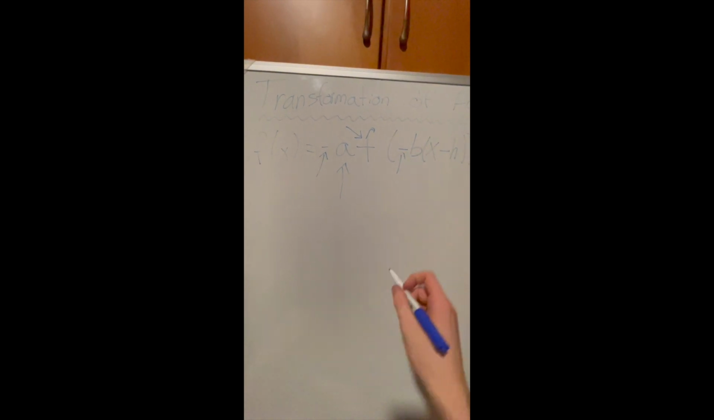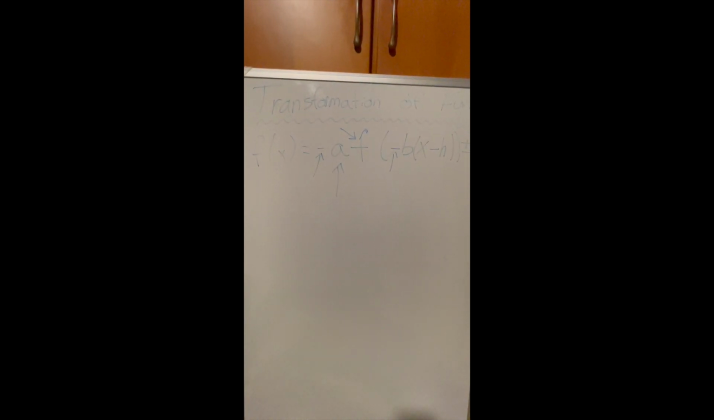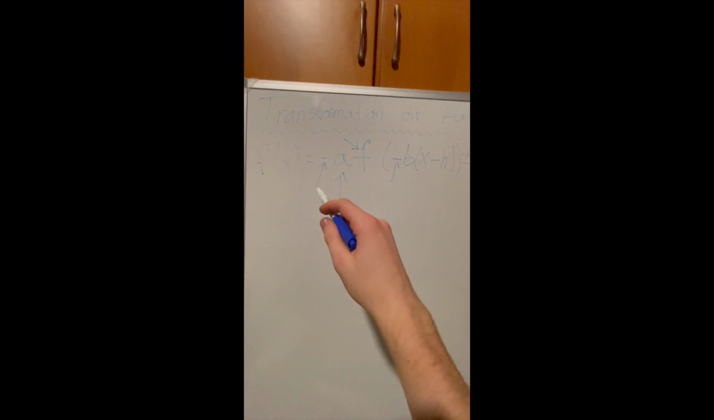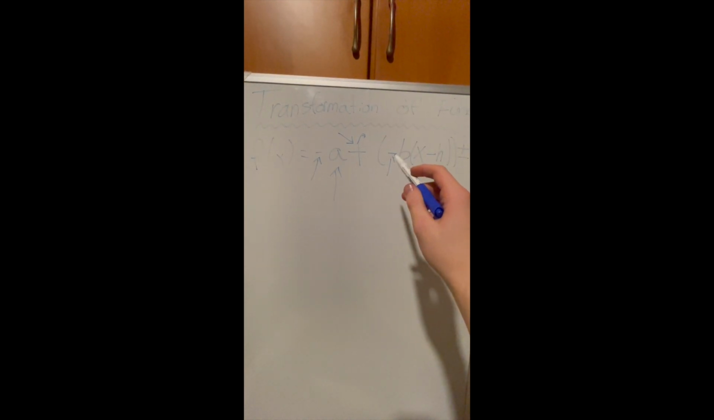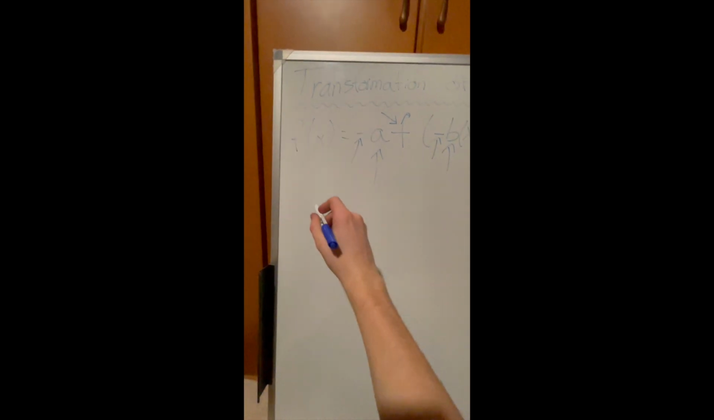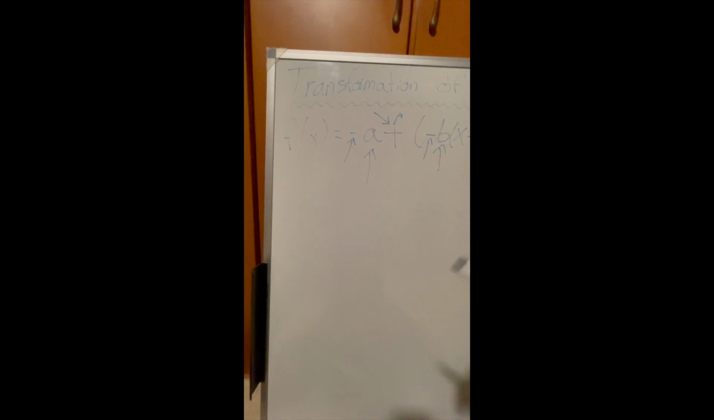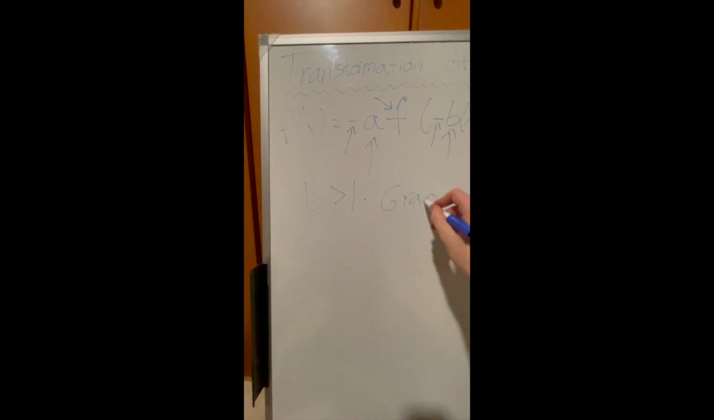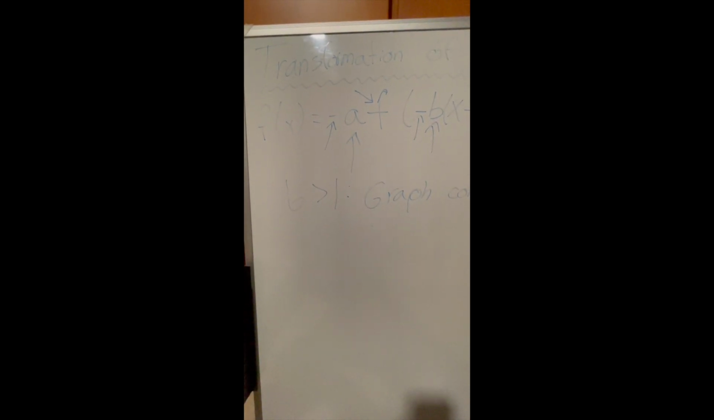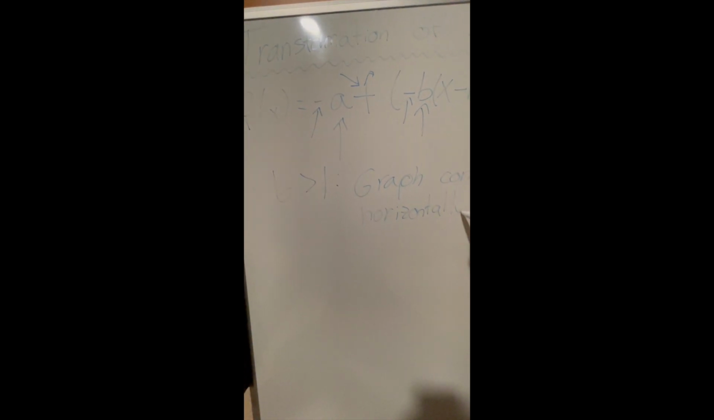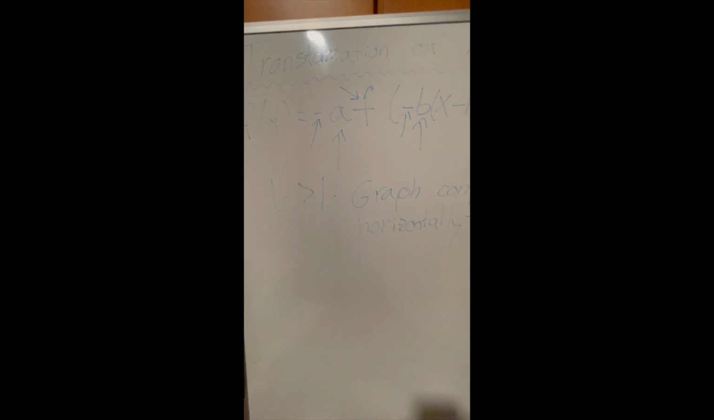This negative sign over here is similar to this negative sign over here. It represents a reflection. However, the first negative sign represents a reflection on the x-axis, and this one represents a reflection on the y-axis. This b represents our horizontal stretch or compression. If b is greater than 1, the graph compresses horizontally, making it narrower.